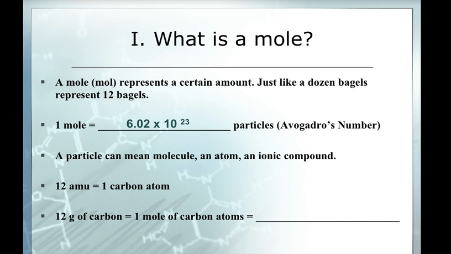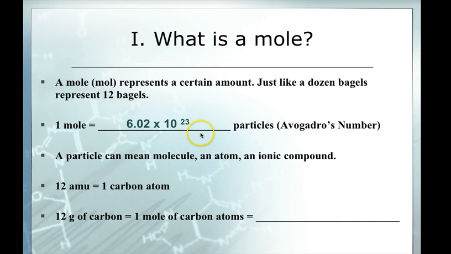So 1 mole of anything is the same number of particles, just like a dozen of something is the same amount. In other words, a dozen bagels is 12, a dozen apples is 12. Well, a mole of atoms would be 6.02 times 10 to the 23rd. A mole of apples would be 6.02 times 10 to the 23rd.